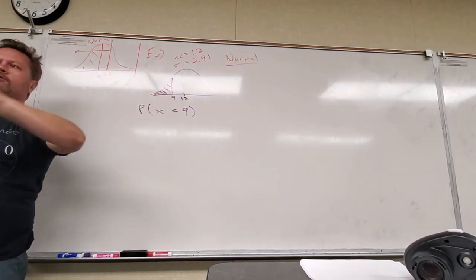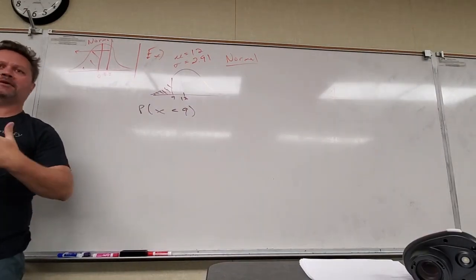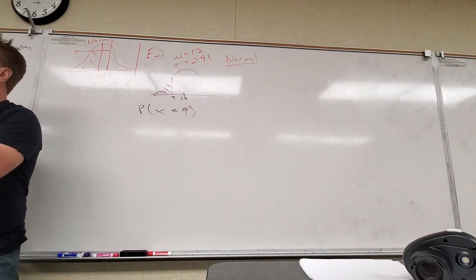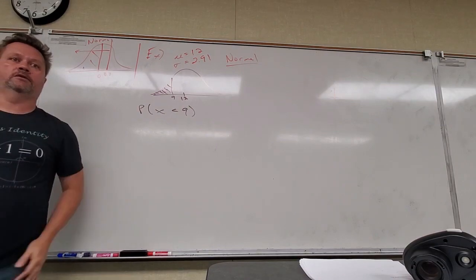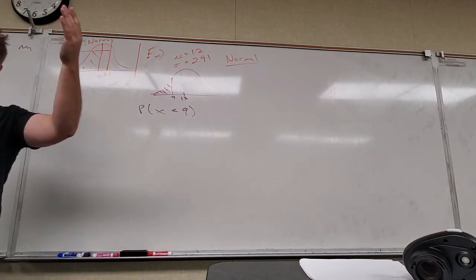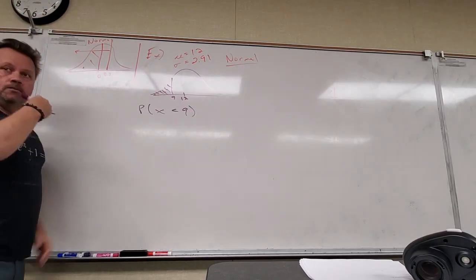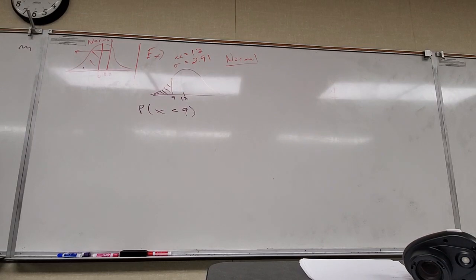And again, you don't even have to draw the picture really, but the people that are going to make the silliest mistakes are the people that don't draw the picture. So already I know the answer has to be less than 0.5. If I get an answer of 0.7, I'm like, what did I do? Okay, so we need the standard deviation of x bar.